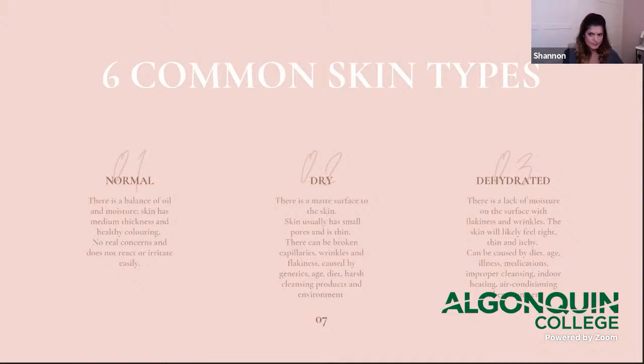So dehydrated skin is definitely a lack of moisture on the surface. So you're going to have flakiness and wrinkles. It's going to feel tight and itchy and a little bit thin as well. This can definitely be caused by diet, age, illness. Medications is a big one for dehydrated skin. Improper cleansing, but this is where environment's really going to have a big part too, like indoor heating, air conditioning, and whatnot. We'll see this a lot in schools, definitely. Also office buildings, just kind of like recycled air. If you're in there all day, you can really get some dehydrated skin going on. So next slide.